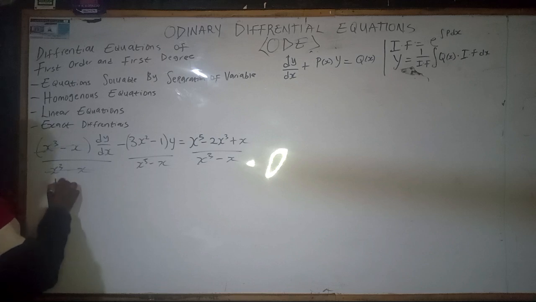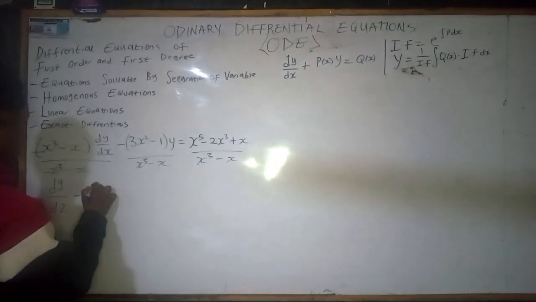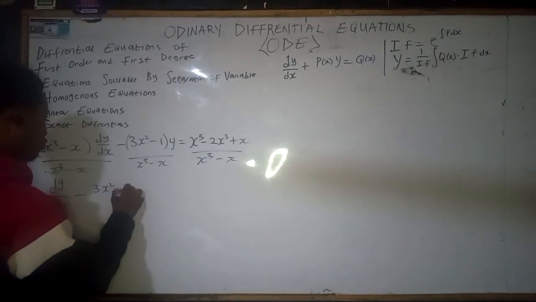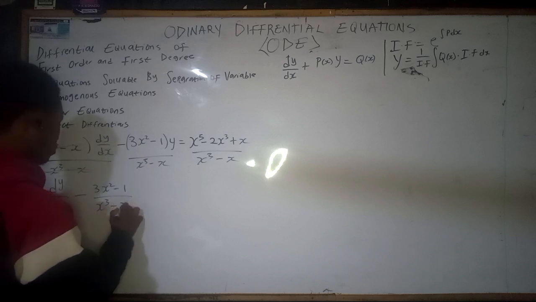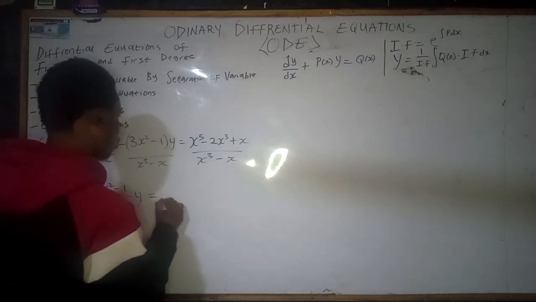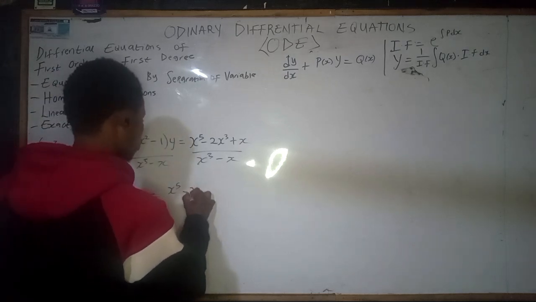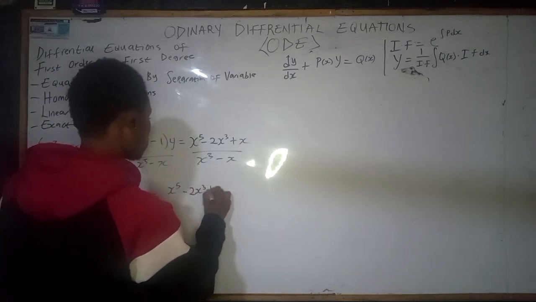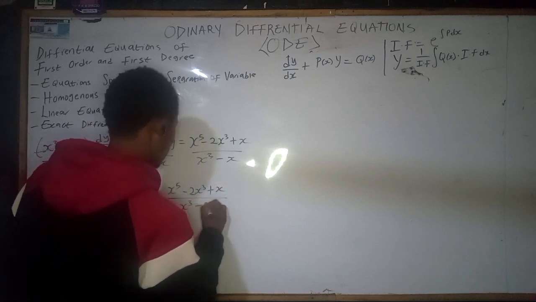We have dy/dx minus (3x squared minus 1) over (x cubed minus x) times y, which is equal to (x raised to power 5 minus 2x cubed plus x) over (x cubed minus x).